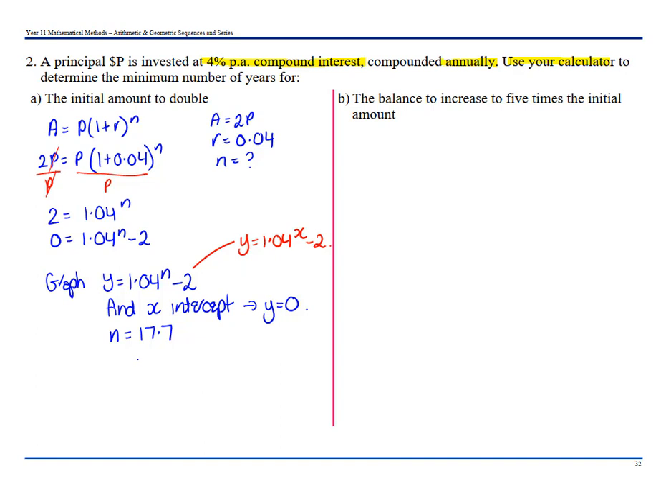It's compounded annually, so we need to round up. So round up to 18. So therefore, it will take 18 years to double.